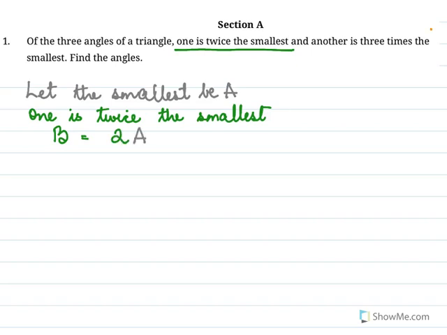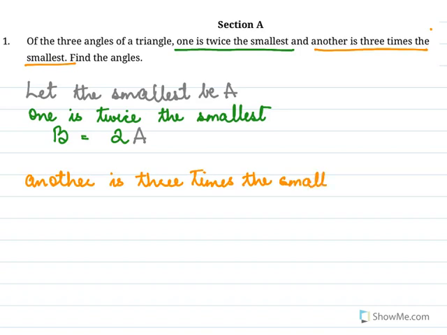And then next statement, it's given another is 3 times the smallest. So the another, say C, is 3 times the smallest. You know the smallest is A. So in the triangle ABC, we have 3 angles.